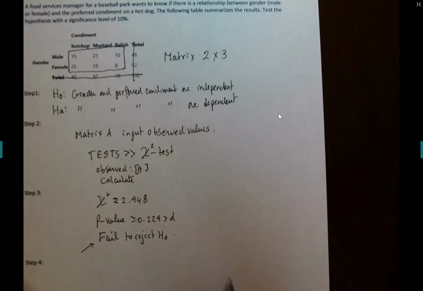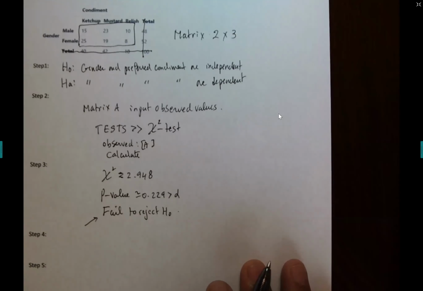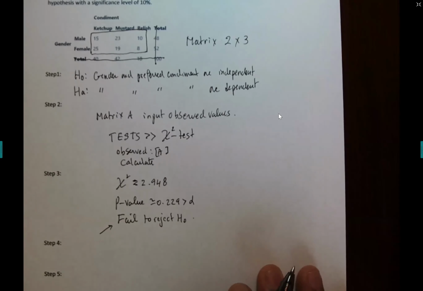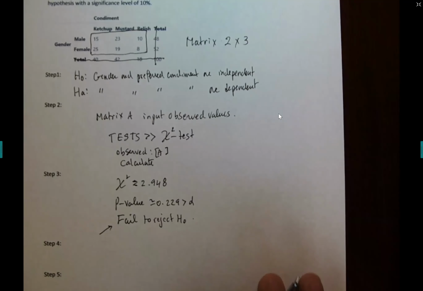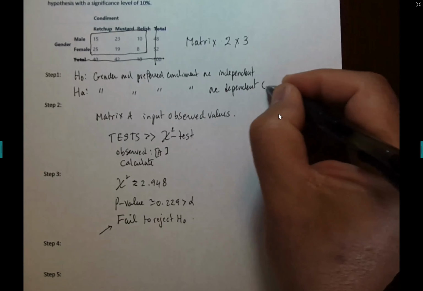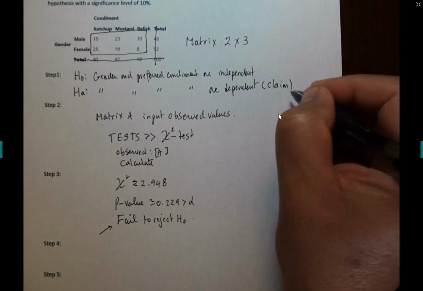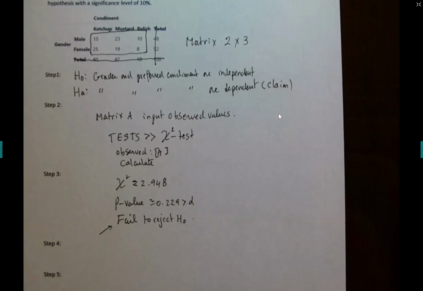And the conclusion in words for a reader. We need to see where the claim is. Test the claim that there is a relationship. So the claim happens to be here, guys, in HA. Independent means they're not related, no association between them. Relationship means they are dependent, so the claim is there. We failed to reject H0, and the claim is in HA.